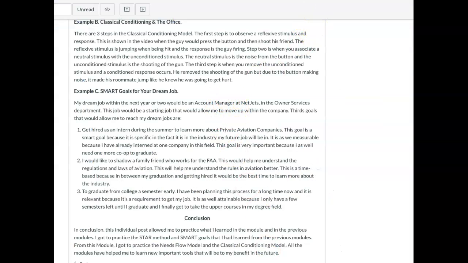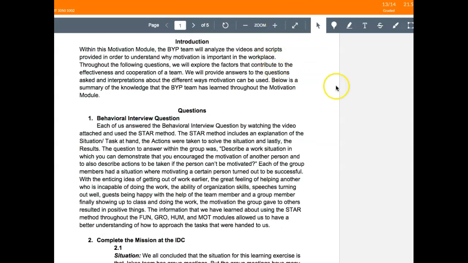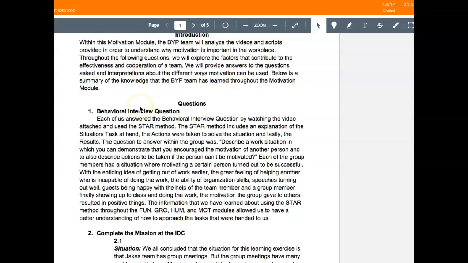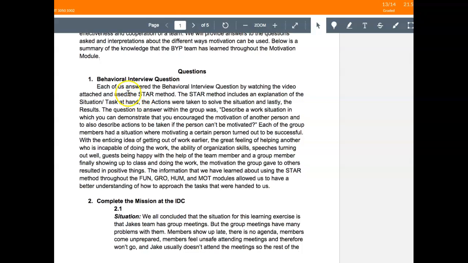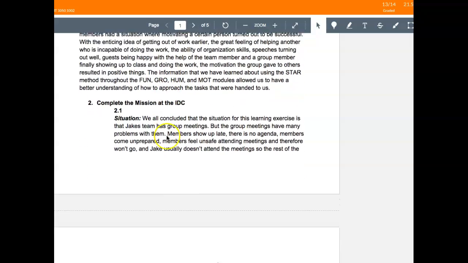For our teams, best practices for teams. This is BYP. Nice job, BYP. What I like the most about this is they wrote it from a team perspective, and they summarize themes. Notice that when they get into interview questions, each of us answered, and so they start to talk about what was similar, what was different, and how they answered the question.